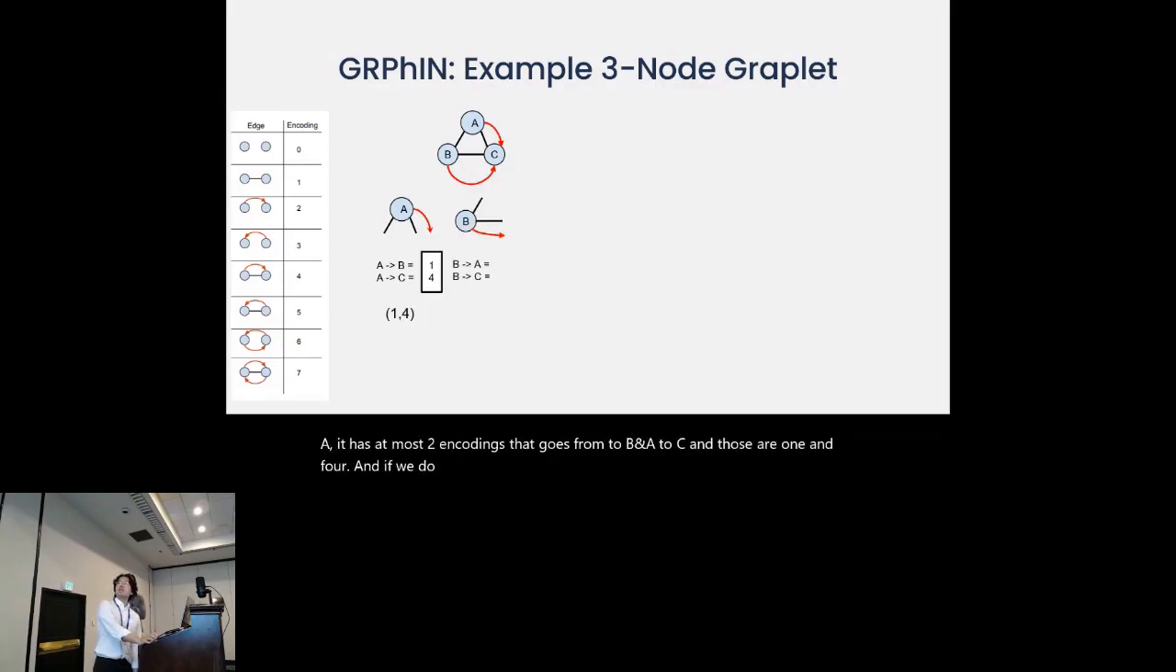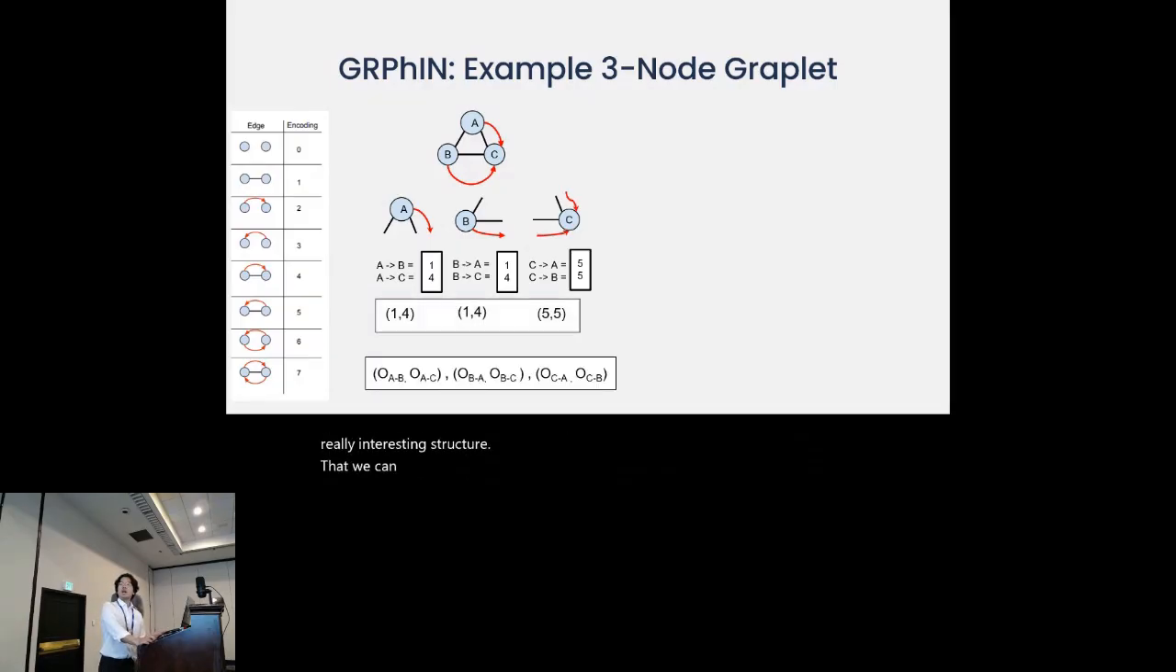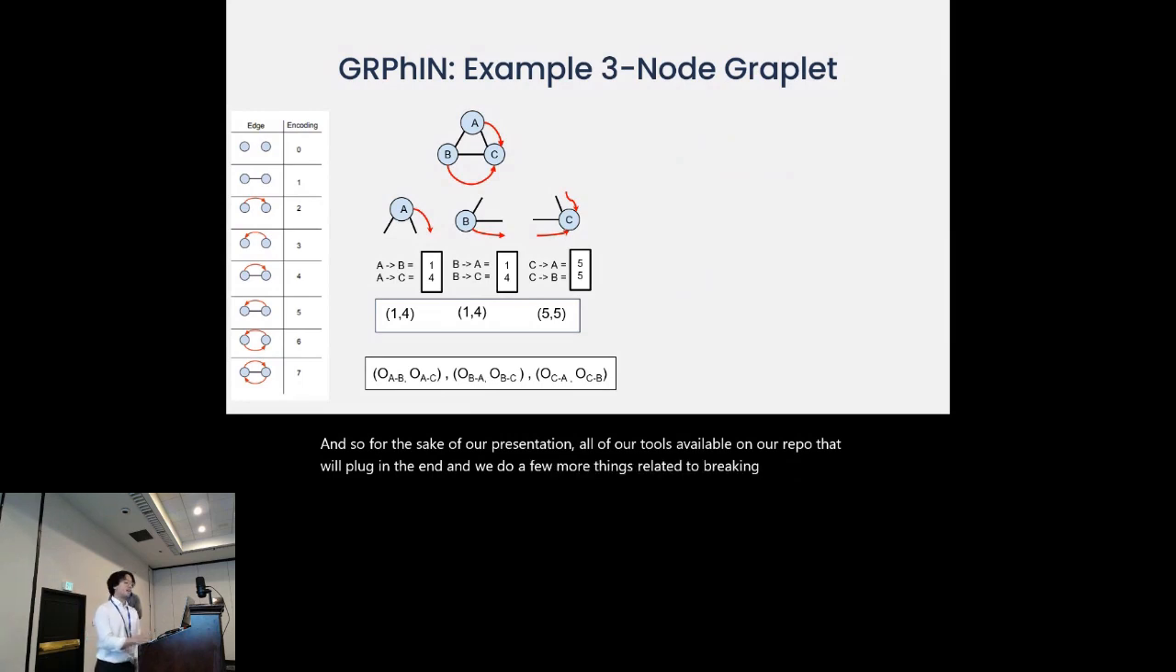If we do the same for B, B to A and B to C, it is 1 and 4. And you'll notice that they both make the same integer pairs. If we look at C, C to A and C to B, there's 5 and 5. And so we get this really interesting structure that we can use to represent how we define 3-node graphlets in mixed networks, based on all the nodes and their relationships with each other. For the sake of our presentation, all of our tools are available on our repo, which we'll plug at the end. And we do a few more things related to breaking symmetries and sorting.